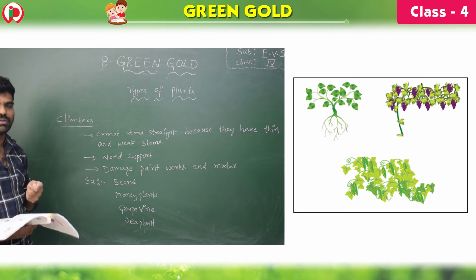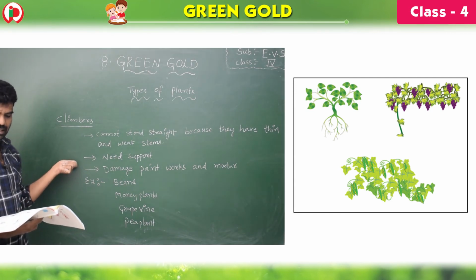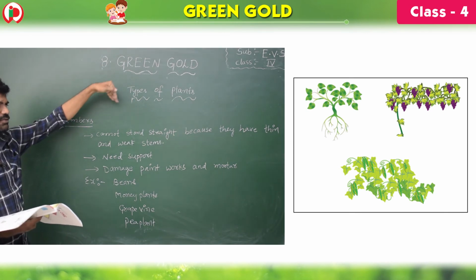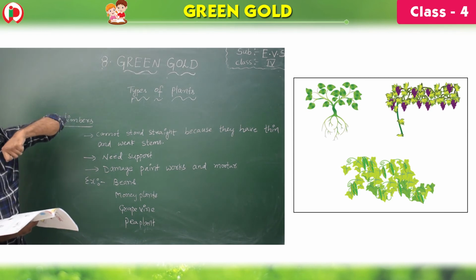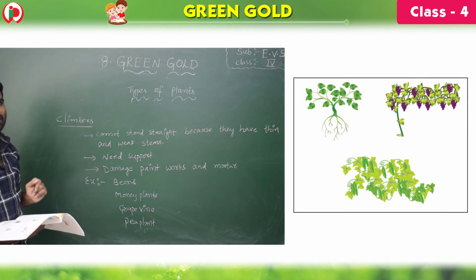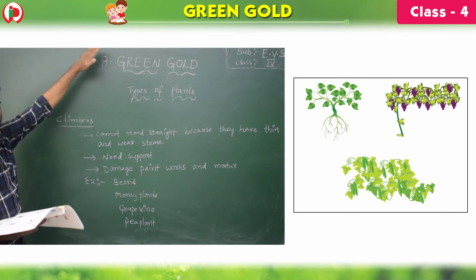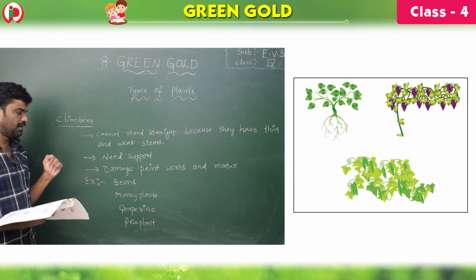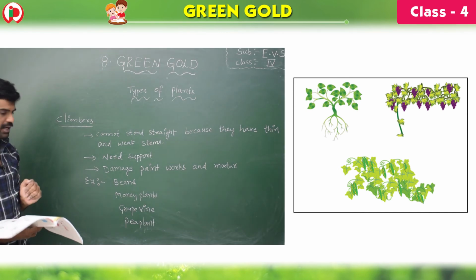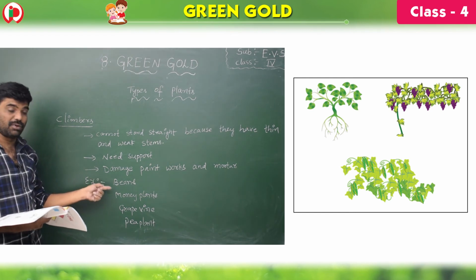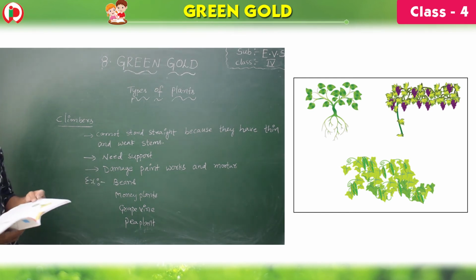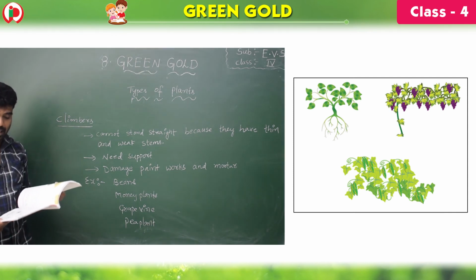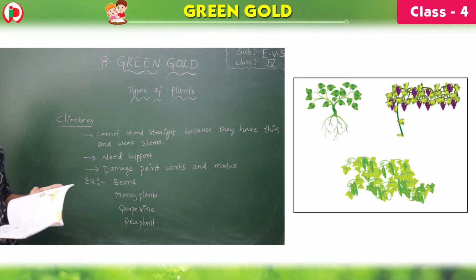If you try to remove the stem roots, these plants can damage paintworks. If, for example, these plants climb on the wall, children, and you try to remove them, it will automatically damage the paintworks and the mortar also. Mortar means it's a material used to construct the wall. That is why we should not try to remove them. Examples are beans, money plant, grapevine and pea plant.